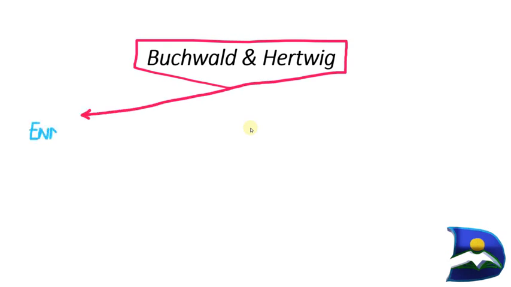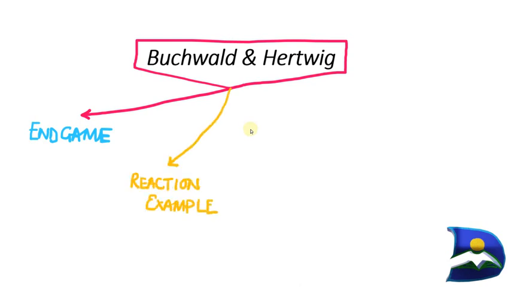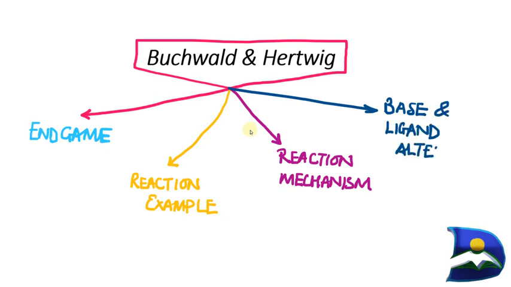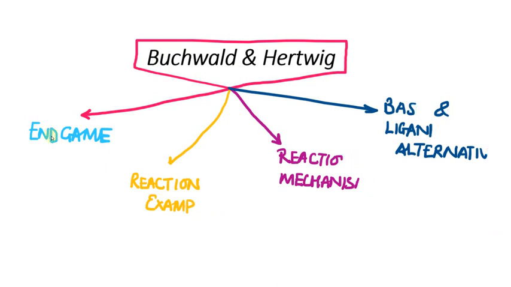One is we're going to look at the end game of this particular reaction, and next is to look at a reaction-specific example and then apply this particular reaction mechanism to this particular example. And finally, we look at alternatives, either being the base or the specific ligands, and this will be crucial for our specific analysis of this Buchwald-Hartwig reaction. So what is our end game, which is the main focus in here?